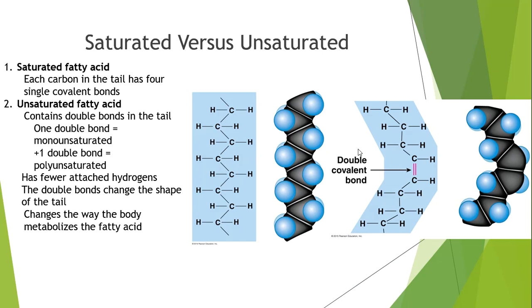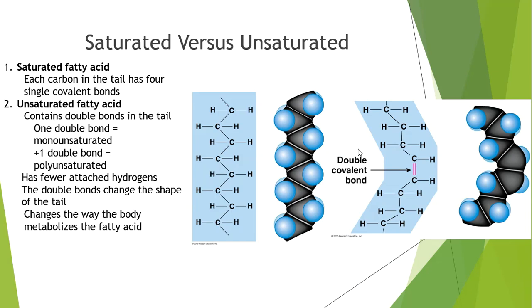So, saturated versus unsaturated fatty acids. These serve different purposes in the body. I'm sure you've heard of good fats and bad fats and what those really mean. There's a lot of complex things you can go into here that I've listed on the left side of this slide. In saturated fatty acids, each carbon in the tail has 4 covalent bonds, and unsaturated fatty acids include 1 double bond, which is monounsaturated, and so on as you move forward into polyunsaturated and a bunch of different things like that.